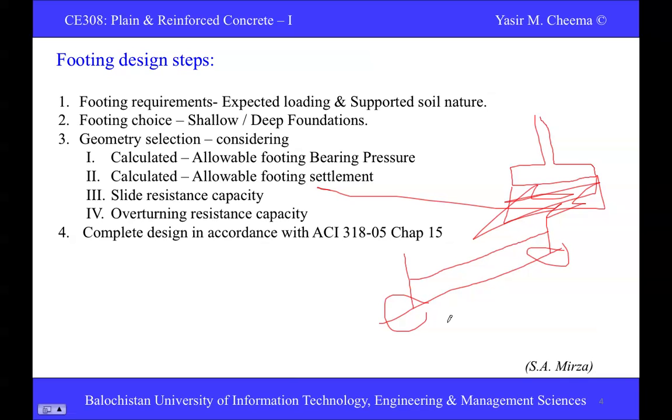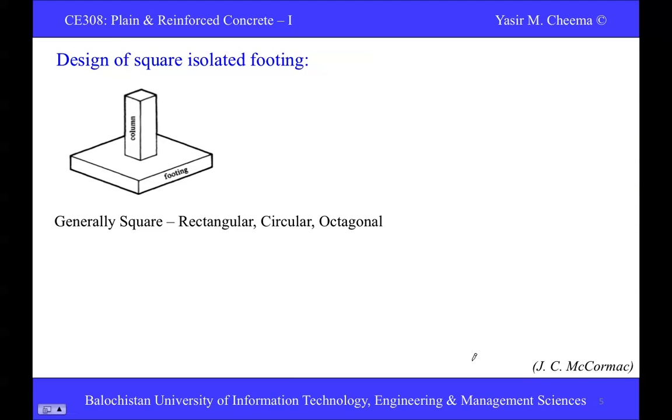Similarly, the overturning concept is important as well, whether it would be able to resist the overturning. The complete design of this is discussed in the ACI code, chapter 15, I guess. Here we will be studying only the design of isolated footing. We will not study the design of combined footing and deep foundations. In isolated footing we will study 2 things: one is square footing, another is rectangular footing.